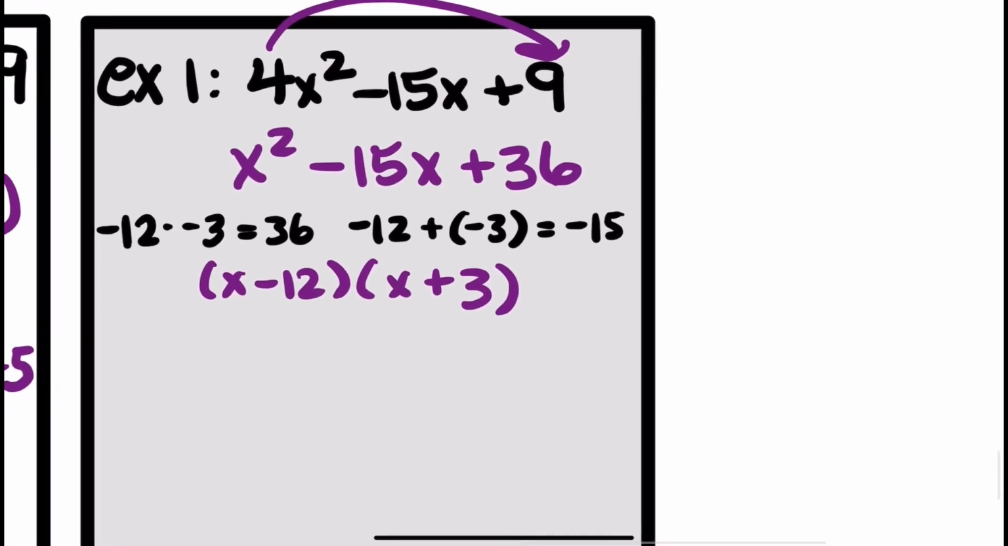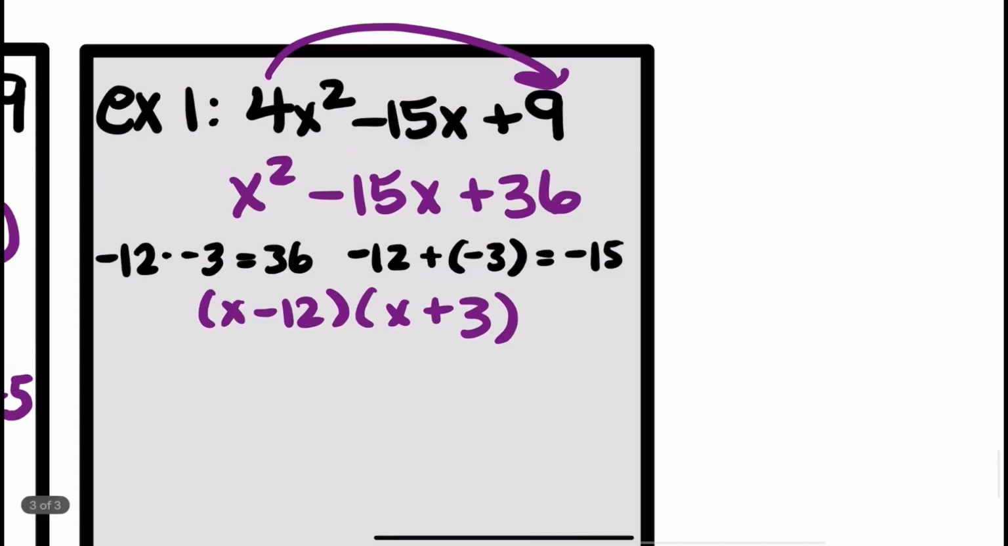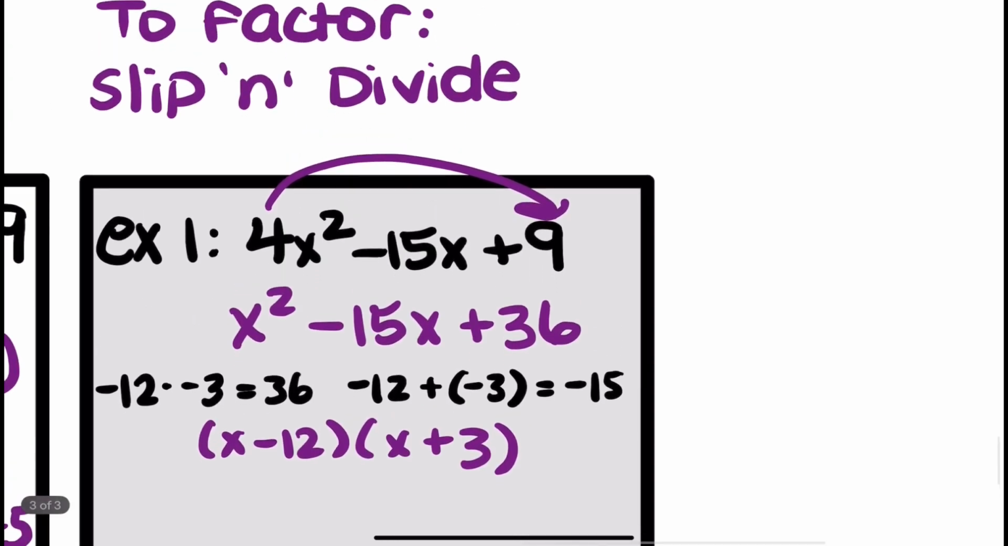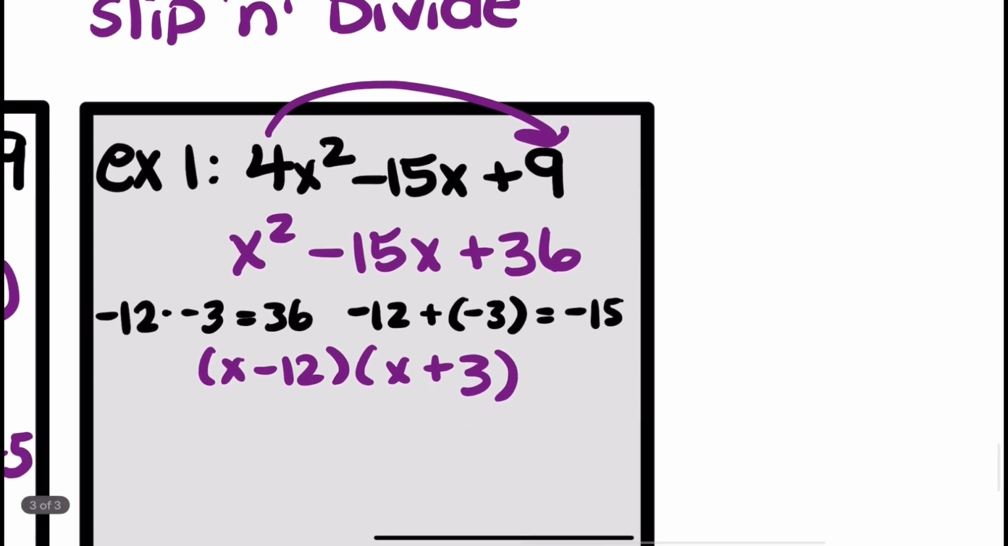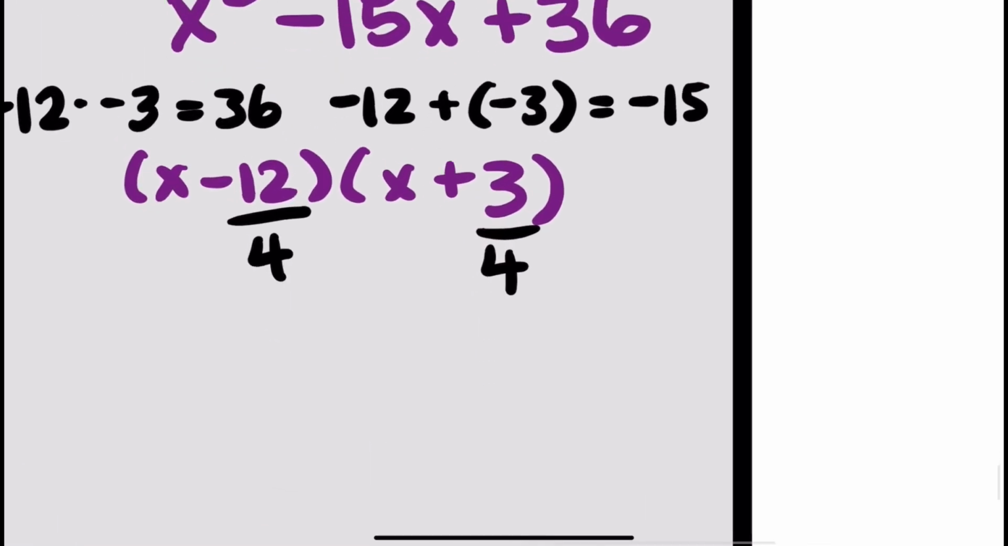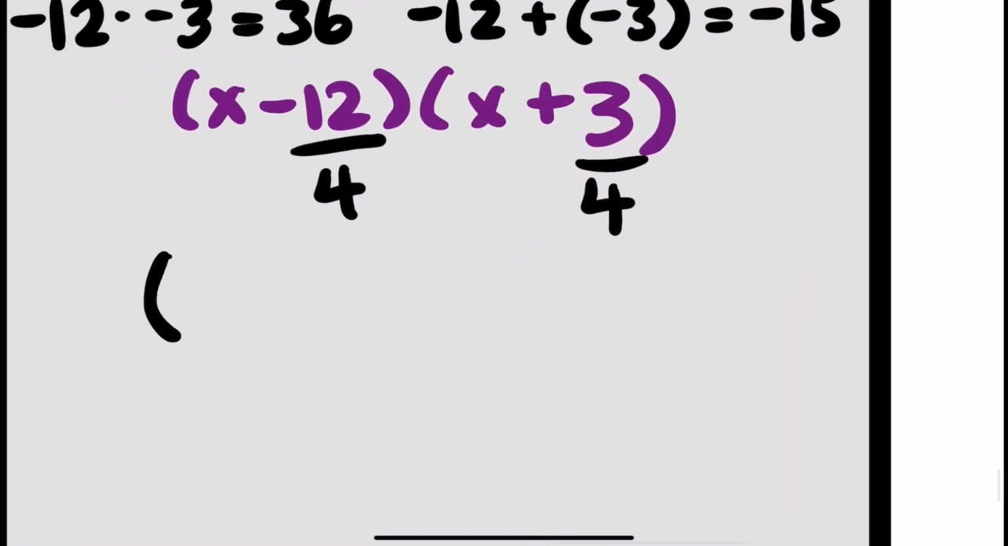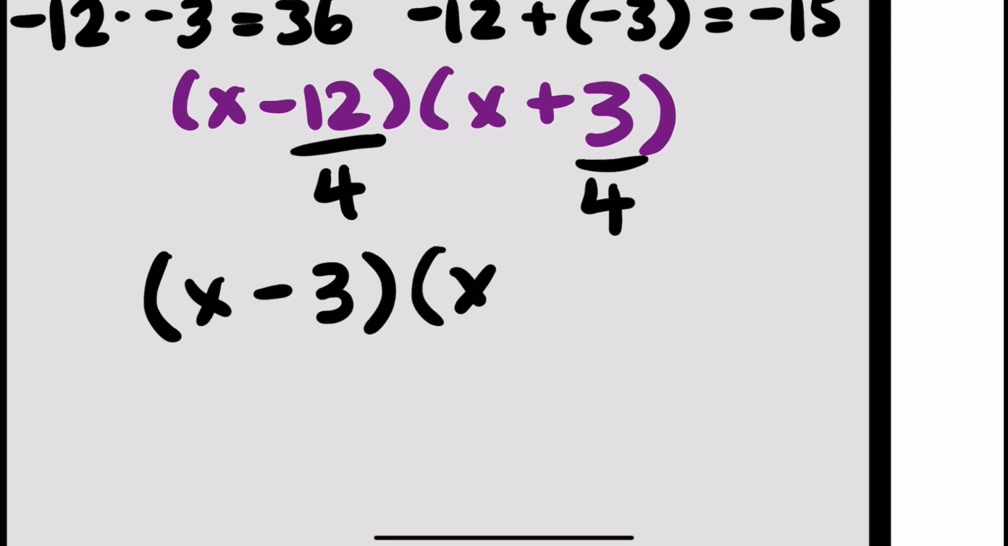And then now you're going to do the divide step. So in the beginning, you slipped the 4 to the 9. So you did 4 times 9. Now you're going to have to divide by 4. So in the beginning, you get to slip the a value, and then you will have to divide by the a value. So x minus 12 over 4 is x minus 3. And then x plus 3 over 4.